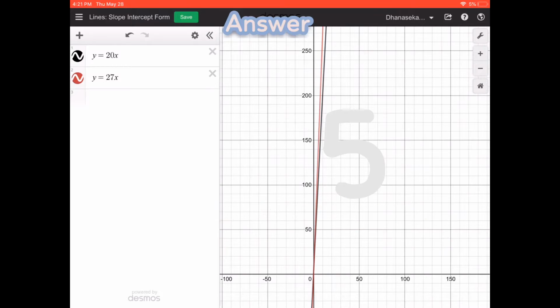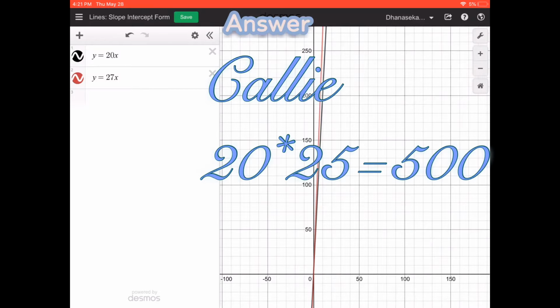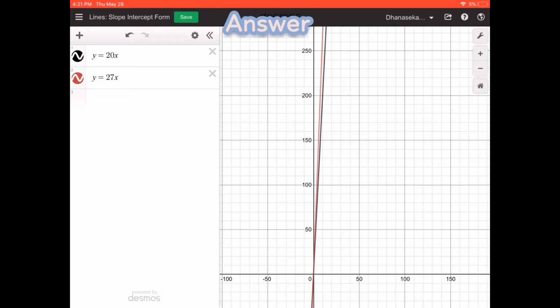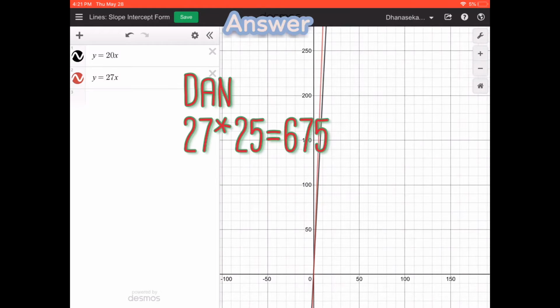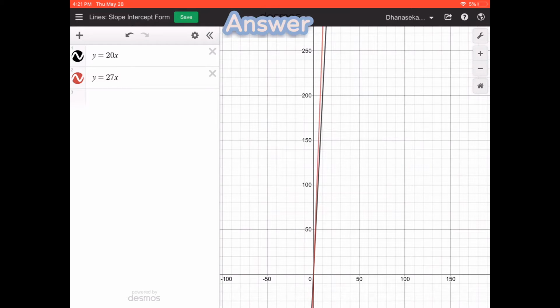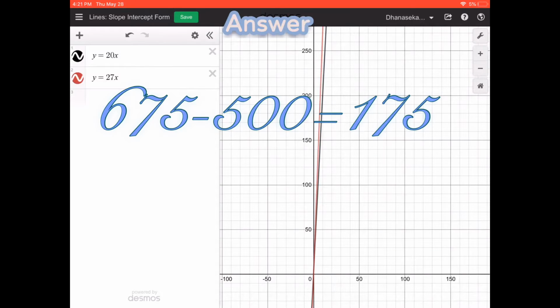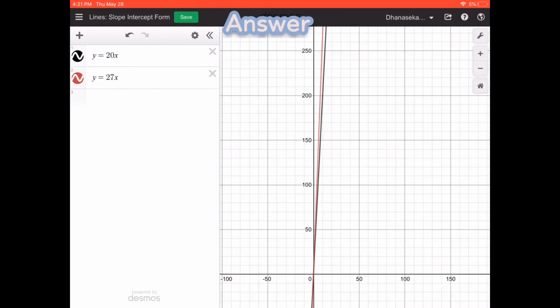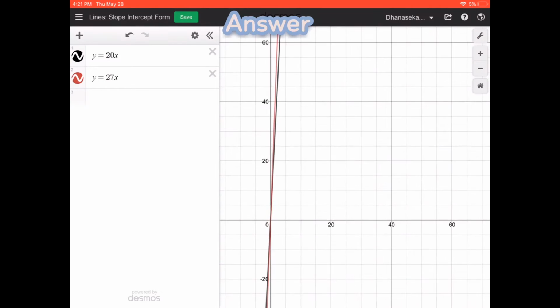So $20 an hour for Callie multiplied by 25 hours of work is $500 that Callie makes within 25 hours. And Dan makes $675, and that's within 25 hours as well. And that's a difference of $175. If you don't believe me, I can even check it for you right here.